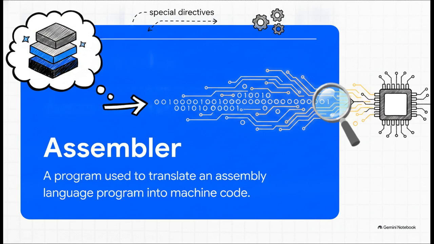So we can't just feed it mnemonics and expect it to work. We need a translator. And that translator is called an assembler. It's a dedicated program used specifically to translate our assembly language program back into machine code. The assembler reads our human logic, sometimes processes special directives that tell it how to build the final executable, and then spits out the native binary the processor actually demands.